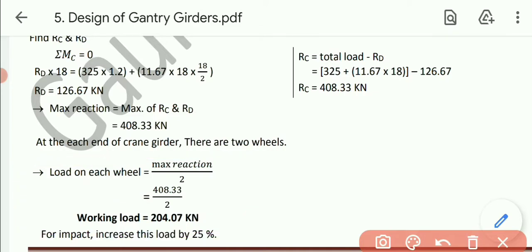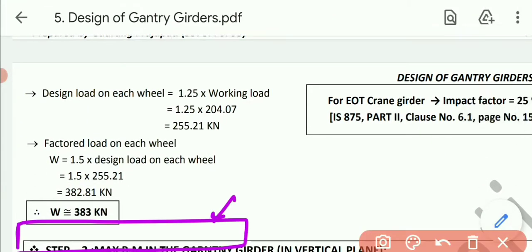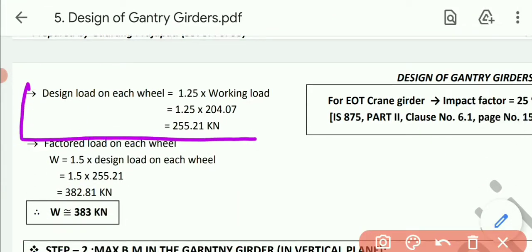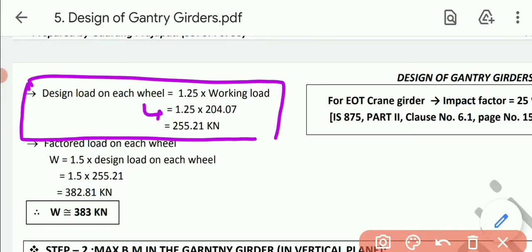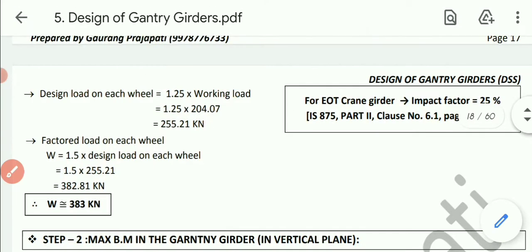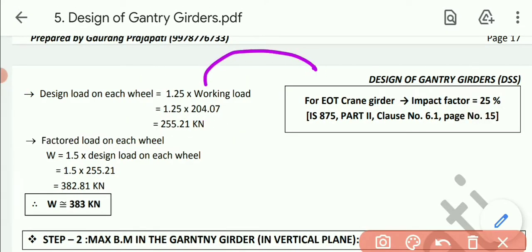Now for the EOT crane girder, for impact, this load is increased by 25%. So the design load on each wheel is increased by 25%, so multiply by 1.25 into our original load 204.07, so our final answer will be 255.21. And I have given the code criteria also: for EOT crane girder, impact factor is taken as 25% as per clause number 6.1, page number 15, IS 875 part.